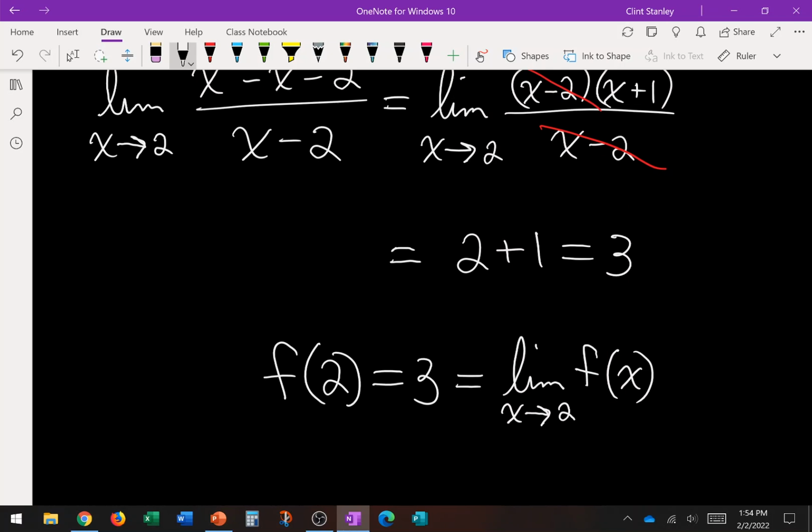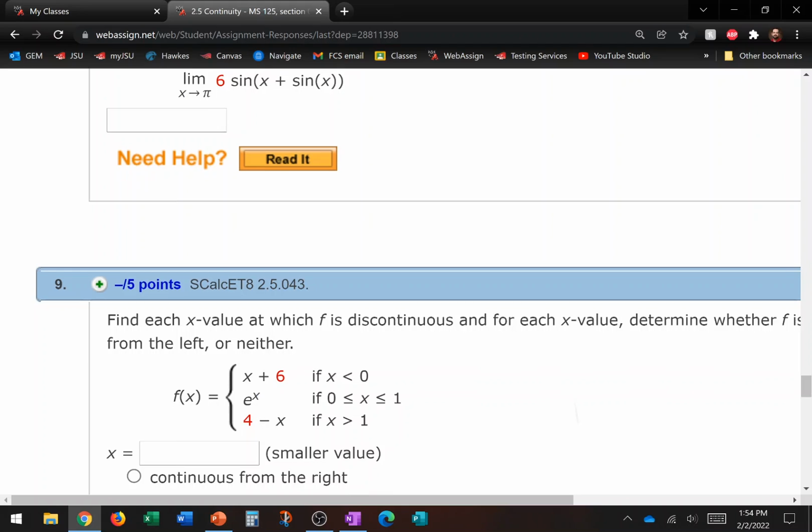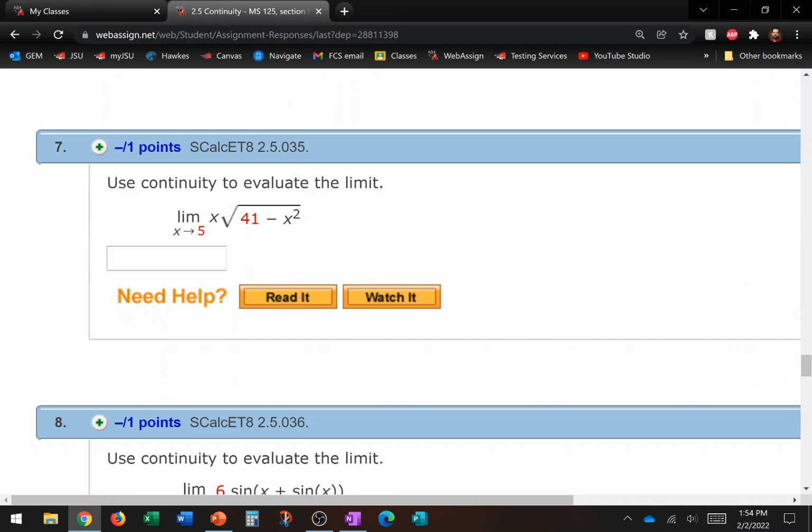Anybody have any other ones? Number 7 off that same assignment? If I can get my screen to cooperate. Okay, so 7 is probably more straightforward than it looks.